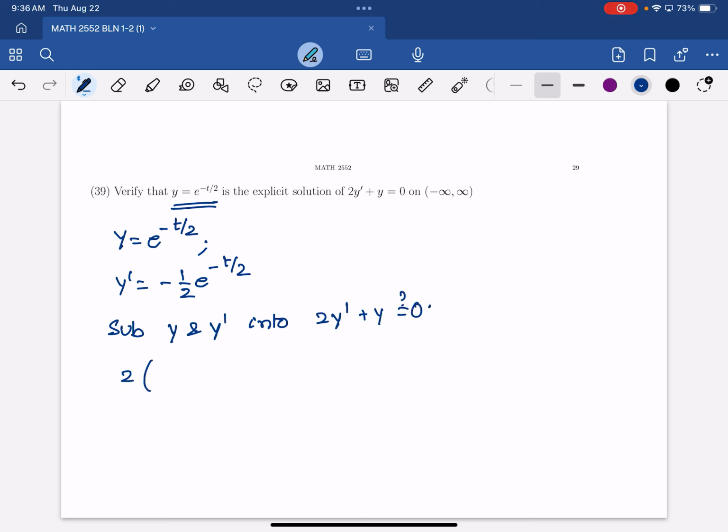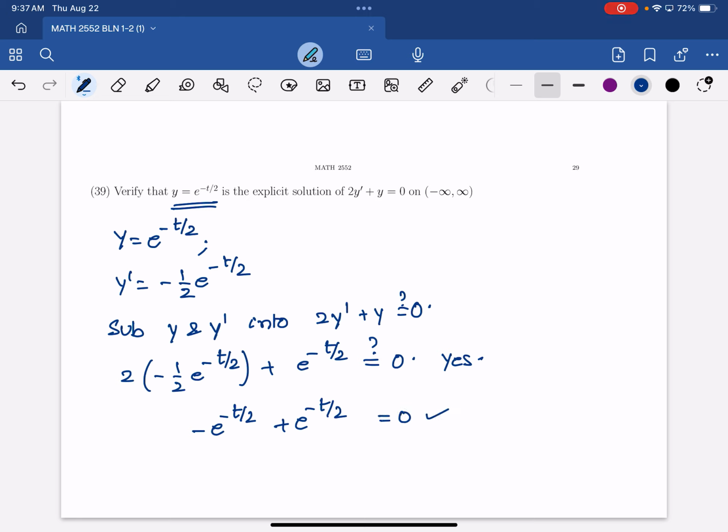So that gives you 2 times negative 1/2 e to the negative t over 2 plus e to the negative t over 2. The question is, is it 0? So you will see that yes, it is equal to 0. Why? Because you get negative e to the negative t over 2 plus e to the negative t over 2 equals 0. So it is an identity. So it is a solution. It is continuous, it is differentiable, and you are able to isolate y by itself. Hence, it is an explicit solution of the first order differential equation.